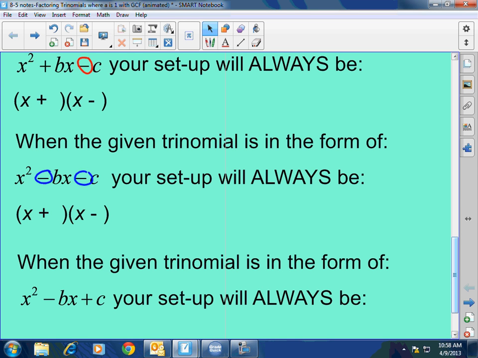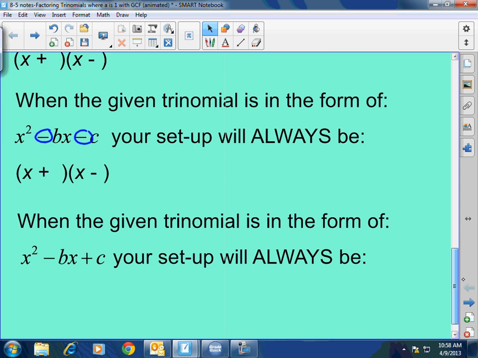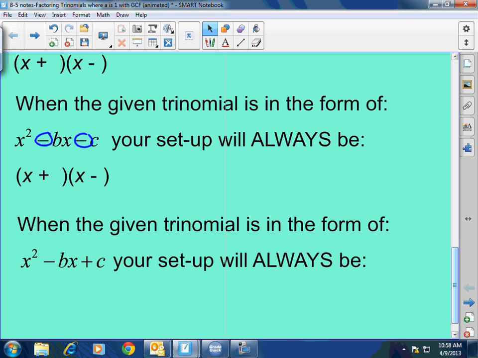And last but not least, when the given trinomial is in the form of x squared minus bx plus c, so in other words, the b is the only negative, your setup will always be x minus times x minus. Always. This isn't something that's going to make or break you. This is just something that is going to help you along the way when you're doing your setup.